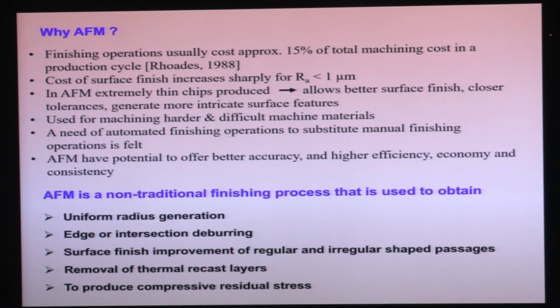In Japan also much work has been done, in the US and Soviet Russia also. India also contributed much work on this abrasive flow finishing process. This is a non-traditional finishing process that is used to obtain uniform radius generation. Suppose there is an intersection of two channels. In that intersection you need uniform radiusing for uniform flow of gas or liquid. That's why the AFM process is very helpful. Any inaccessible areas, any complex geometrical shapes, irrespective of their internal or external geometry, can be polished by this process. So edge of intersection deburring.